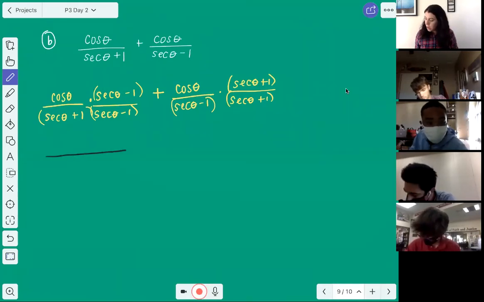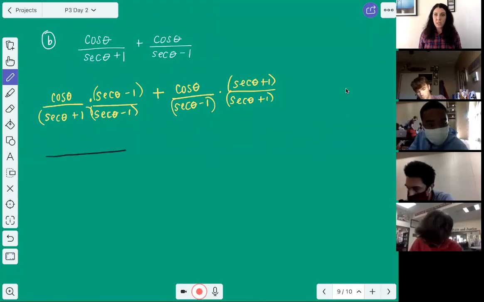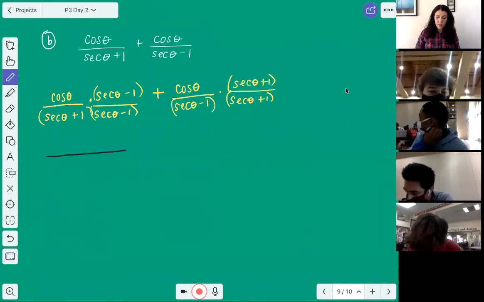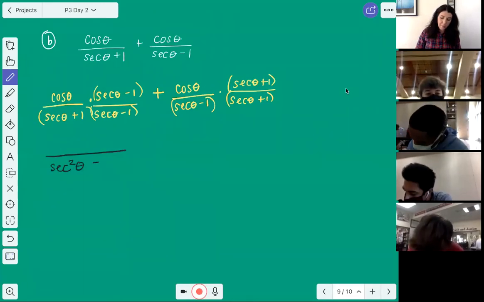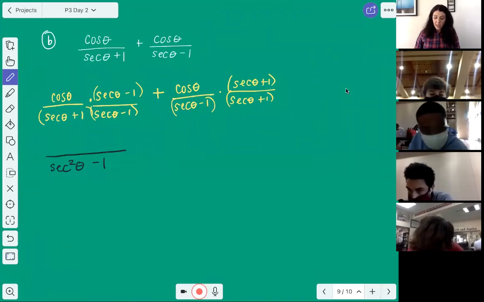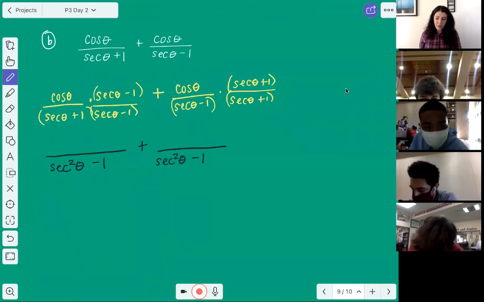into... Oliver, what would those denominators simplify into? Secant theta plus 1 times secant theta minus 1. What would I get? Would it be secant theta squared minus 1? Secant squared theta minus 1 is perfect. Okay, and so I have that on both of them. I have secant squared theta minus 1 as both of those denominators.